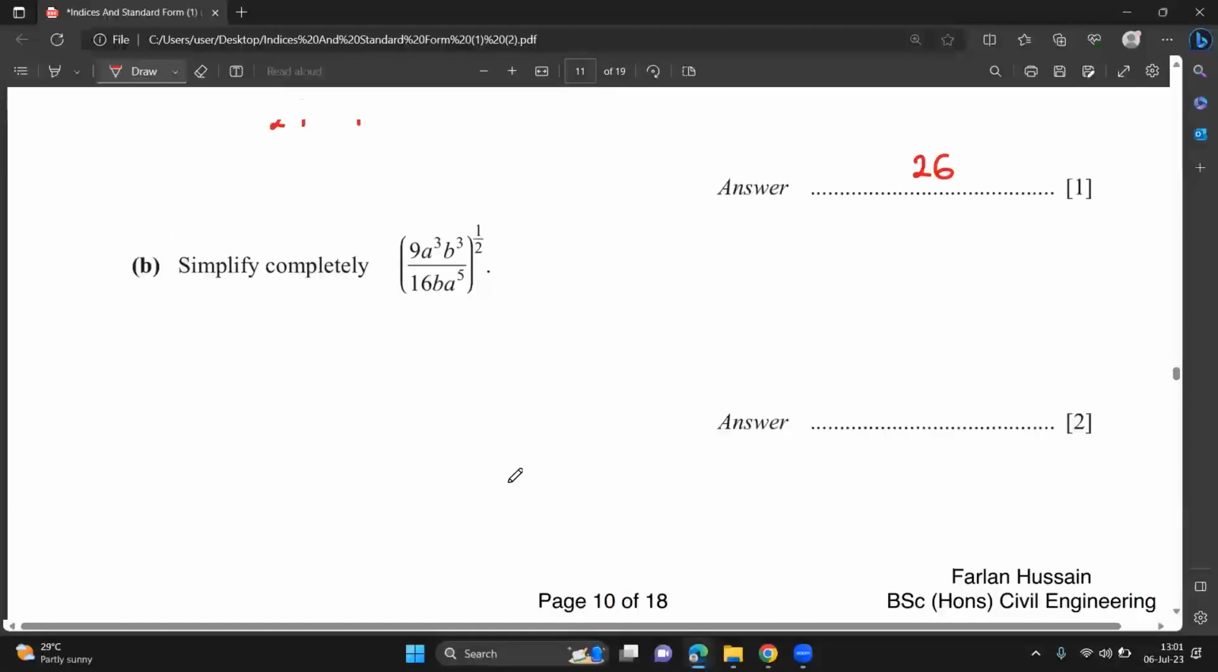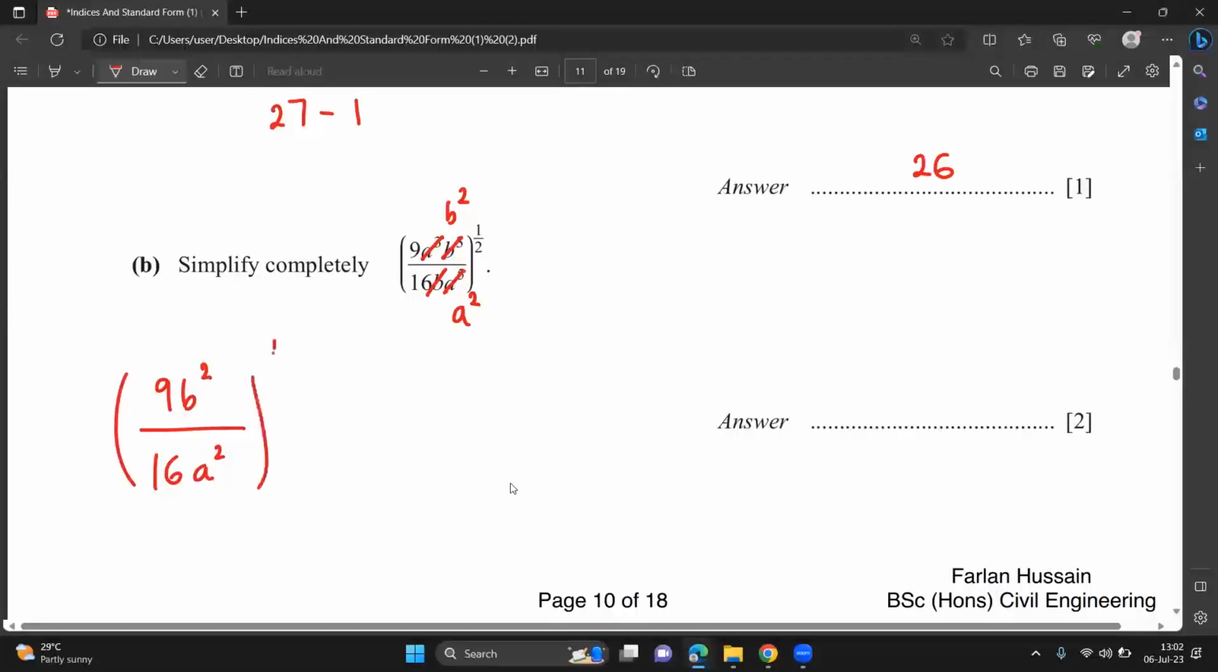Before you apply the half into anything, I want you to simplify within the brackets. Can 9 and 16 be simplified? No, you can't simplify. A cube and a to the power 5, can you simplify? Yes, so this becomes a to the power 2. Can b and b cube be simplified? What happens to b? B squared. So let's write it fresh. 9b squared divided by 16a squared to the power half.